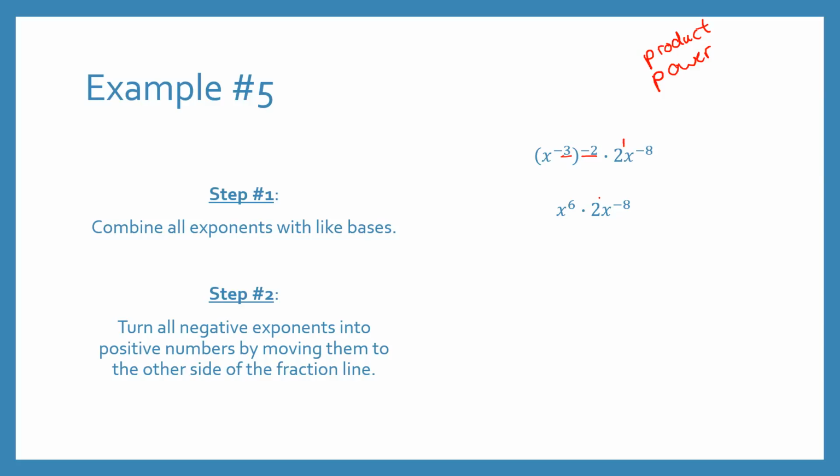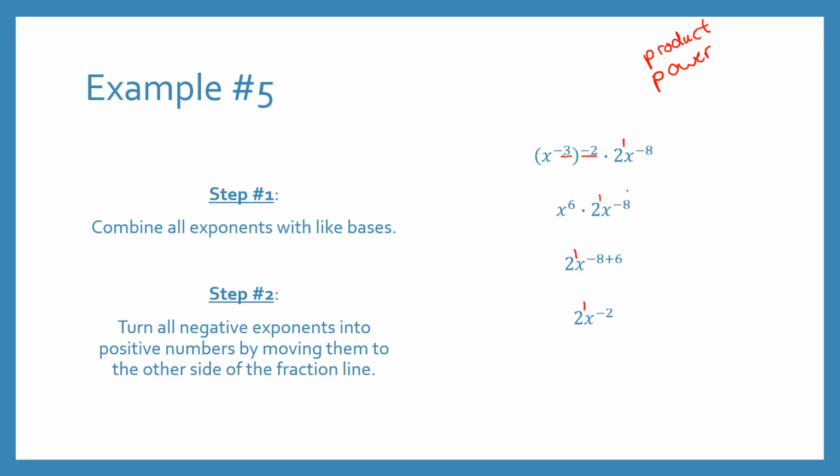Now we've got the product rule, and the product rule says that you add the exponents together. So the 2 doesn't have any other bases to be added to, and there's no other coefficients for it to be multiplied to. But we've got an x to the 6th and an x to the negative 8th. And since the product rule tells us to add, we say, okay, negative 8 plus a positive 6 is going to be a negative 2. Now again, keep that 2. Remember that that is to the first power and it's positive.